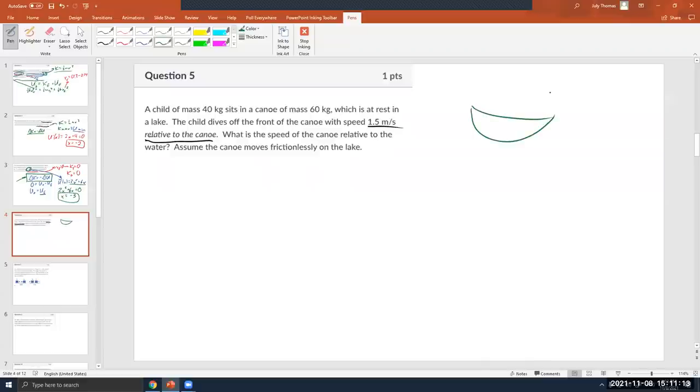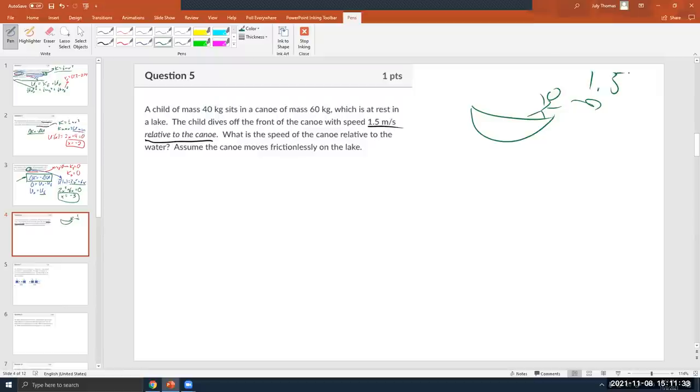Okay, so here's our canoe. Here's our child diving in. Now, I'm going to take a step back here and show you how to derive the equation for relative velocity, because I think a lot of people had trouble doing it themselves just from the shorter shortcut.